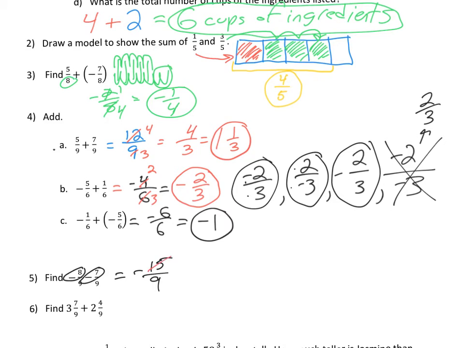These are both divisible by 3. We get 5 and 3, and it's still negative. So I have negative 5/3, which is actually negative 1 and 2/3. Okay.